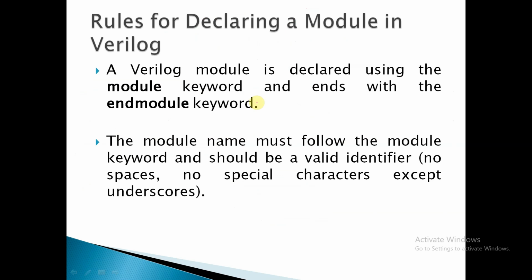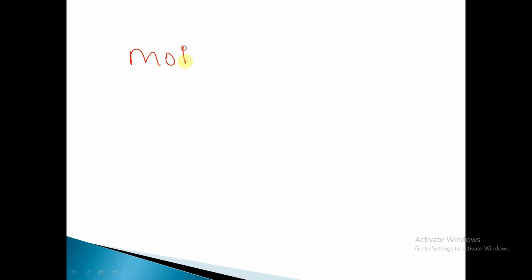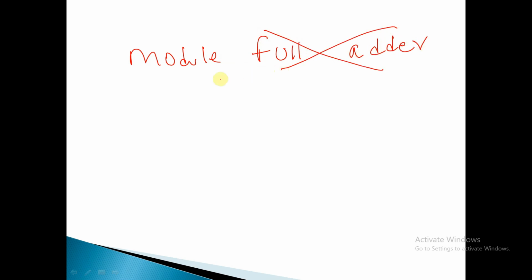Now, let us see the rules for declaring a module in Verilog. A Verilog module is declared using the keyword module, which we have already seen, and ends with endmodule. The module name must follow the module keyword and should be a valid identifier: no spaces, no special characters except underscores. That means when you write your module name there should be no spaces. Let's say full adder, you cannot write full space adder. This is an invalid module name.